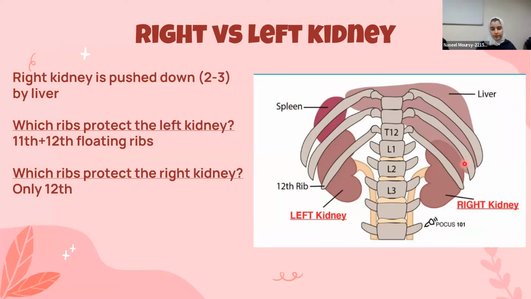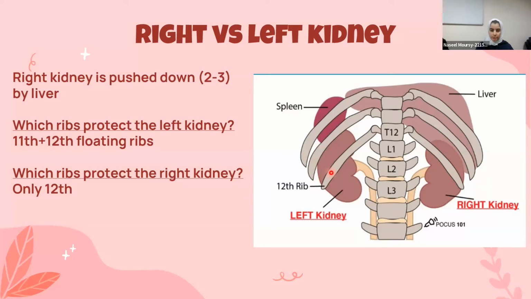Now, because of that, the only rib that protects the right kidney would be your 12th floating rib, okay. Now, on the other side, do you have a liver pushing the kidney down? No. So your left kidney stays up. And so the ribs that cover it or protect it are the 11th and 12th floating ribs.